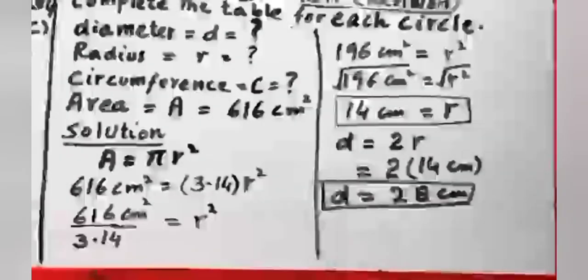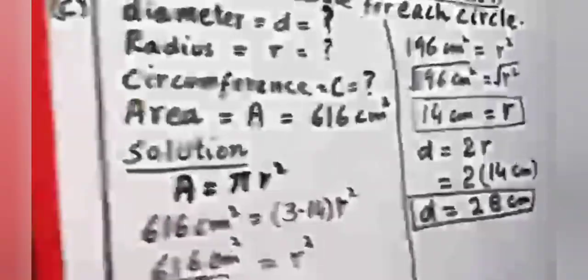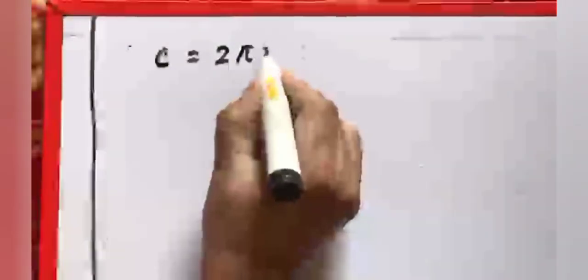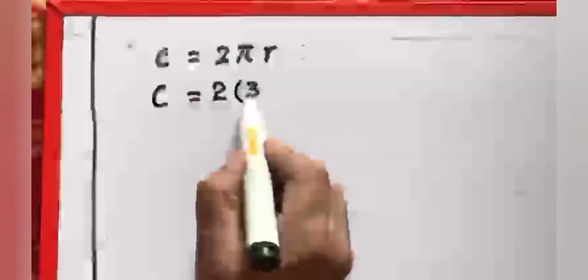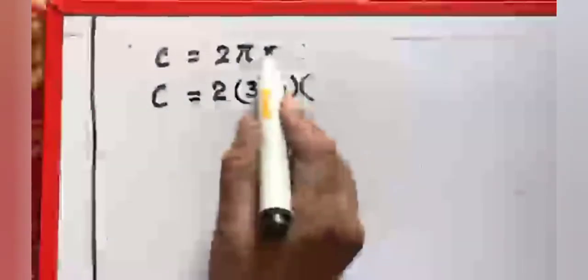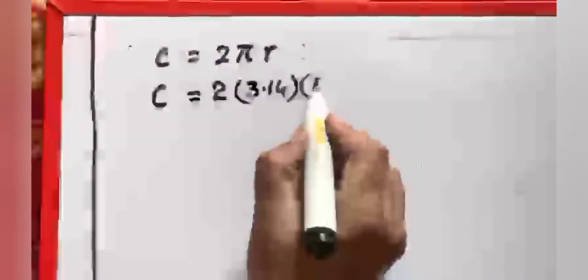Now we are going to find the circumference of a circle. As we know, by using the formula of circumference, c is equal to 2 pi r. So by using this formula, we can easily find the circumference of a circle. So we have to find c. We will write c on the left hand side as it is. 2 is a constant number, we will write it as it is, by putting the value of pi, which is 3.14, and then we will put the value of r, which is 14 centimeter.